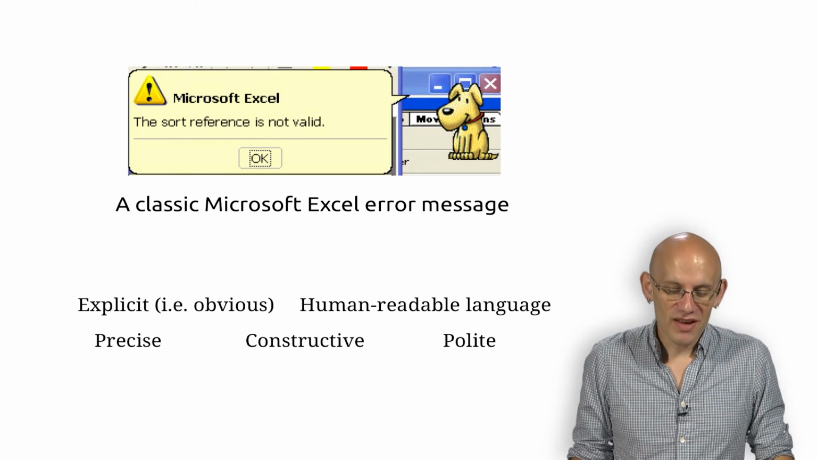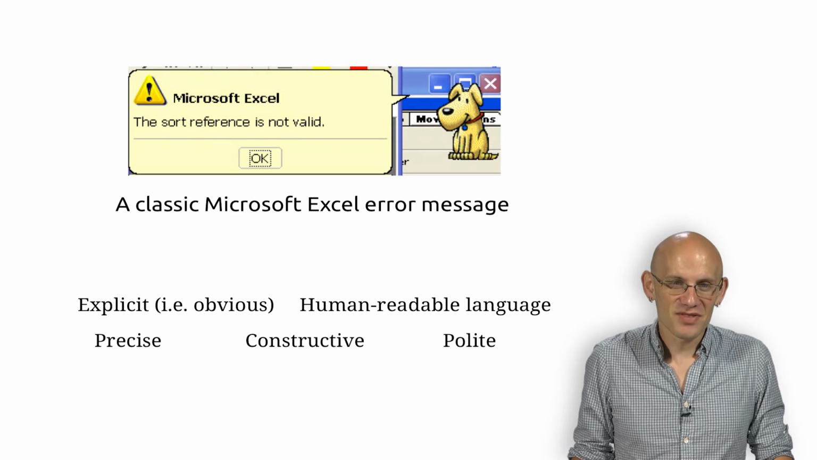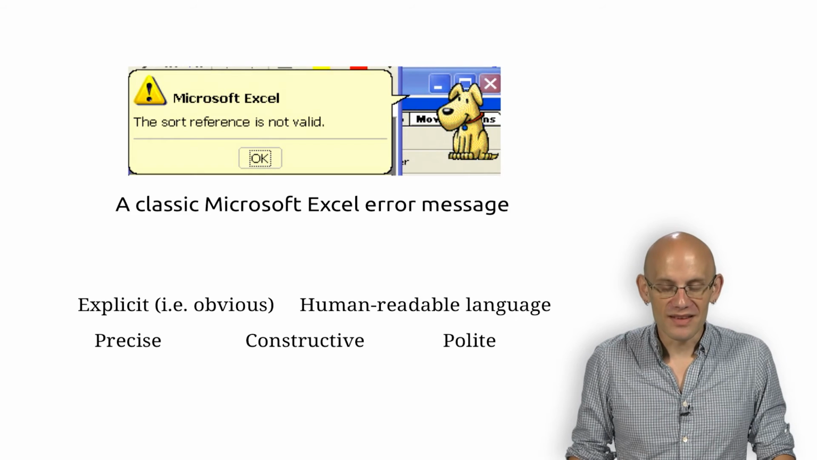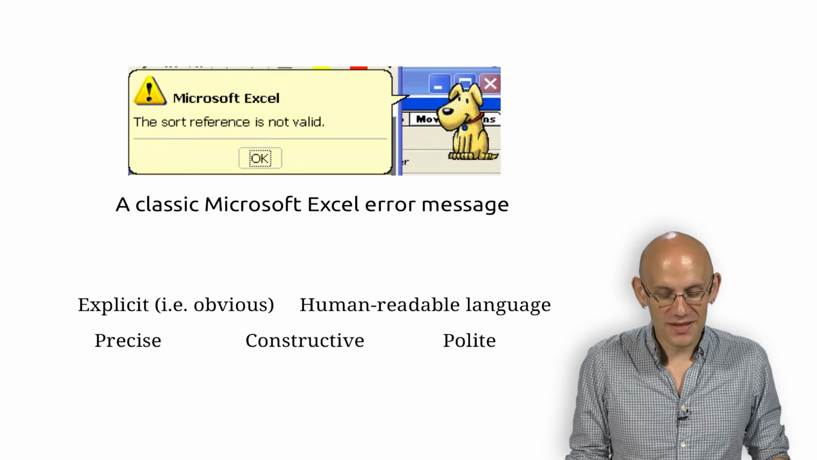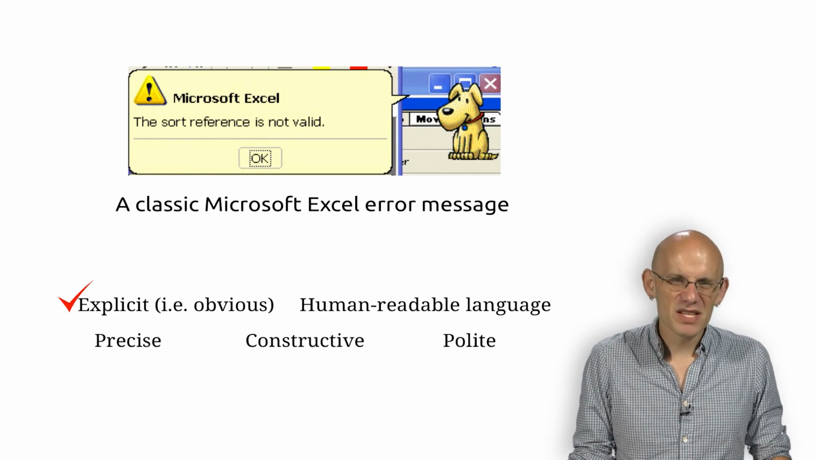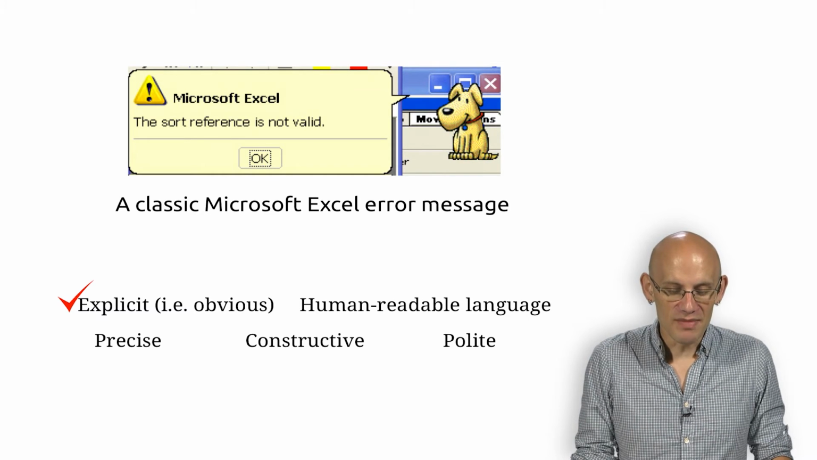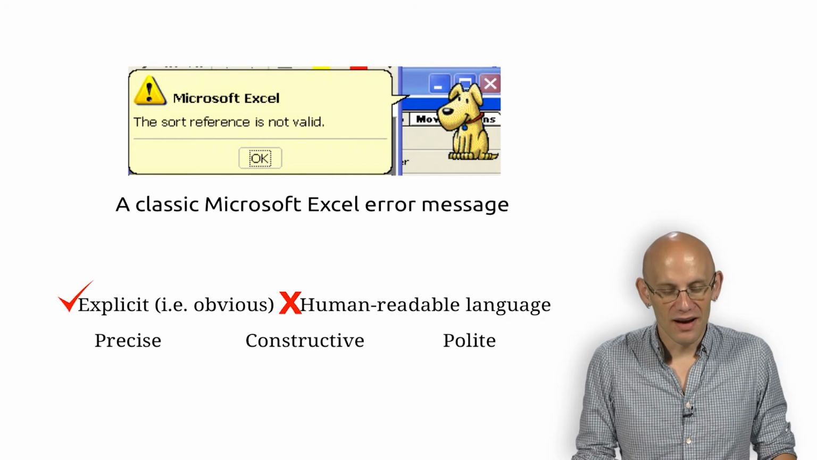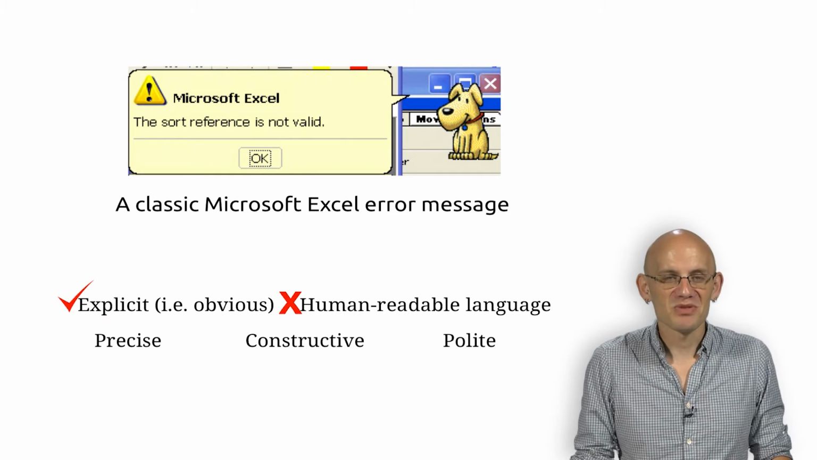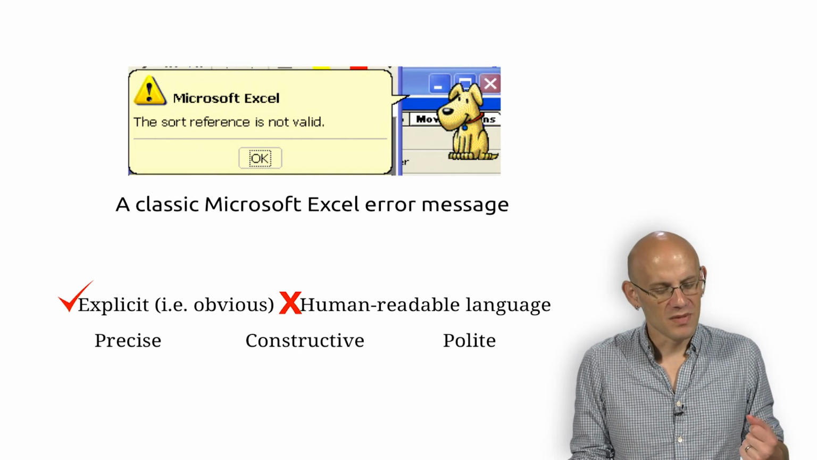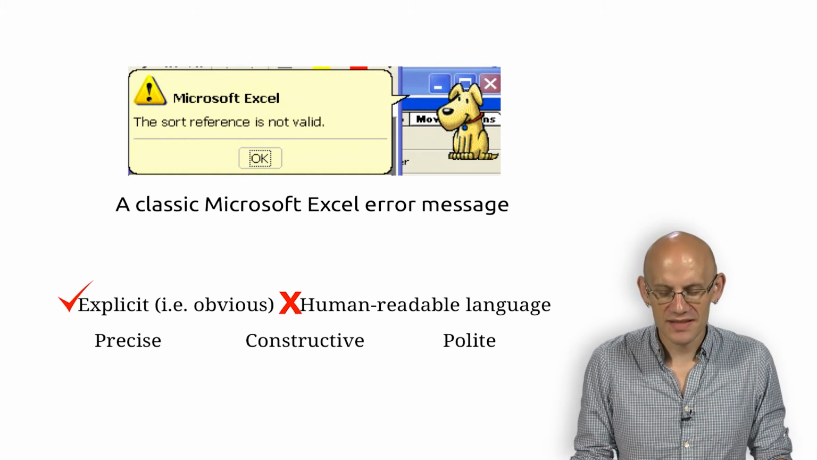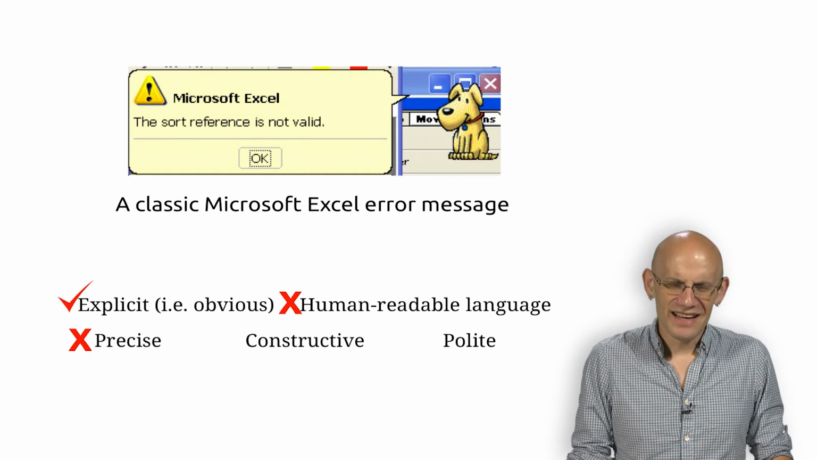All right, here's one of my favorite old screenshots of an error message from Excel. I think we all have encountered this error message at some point, and let's walk through our 5 properties here. Is it explicit? Yeah, it's pretty explicit that an error occurred. Is this human readable? Definitely not, right? So even though I am a computer science PhD student, I don't quite a priori know exactly what they mean by sort reference, right? I'm gonna have to figure out how their language matches my language and these types of things. Is it precise? Not really, right?